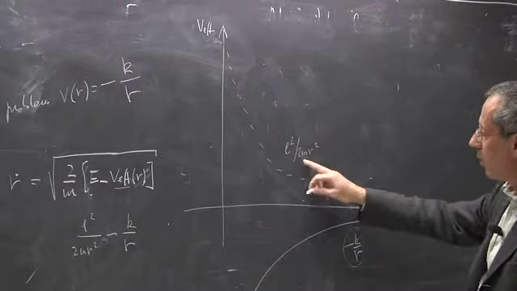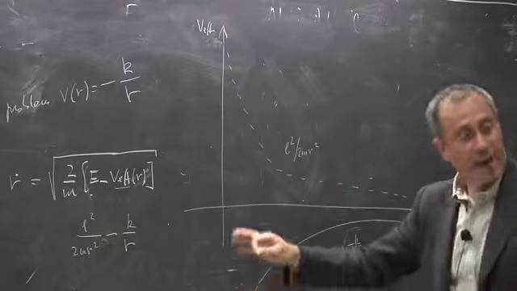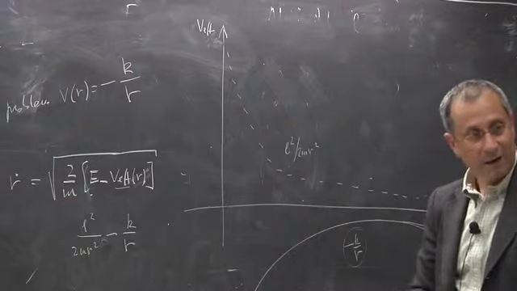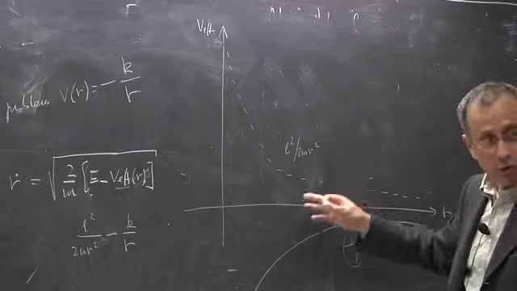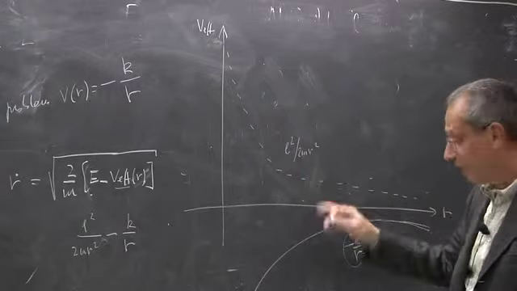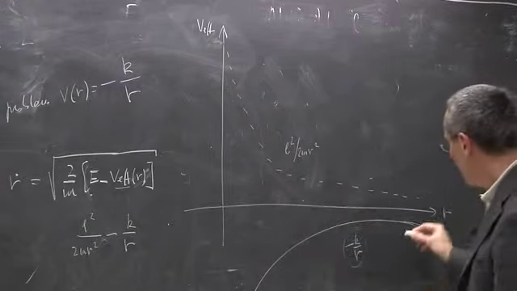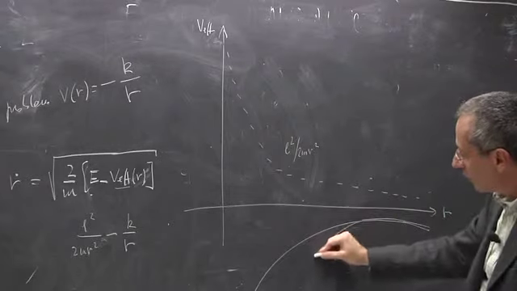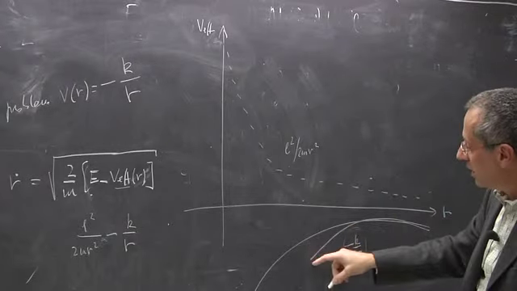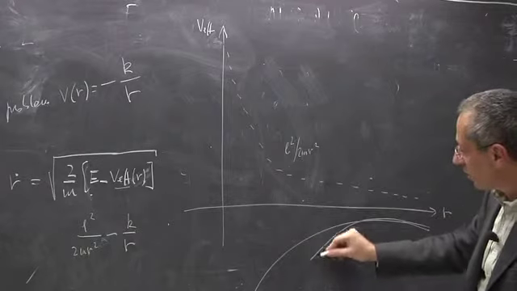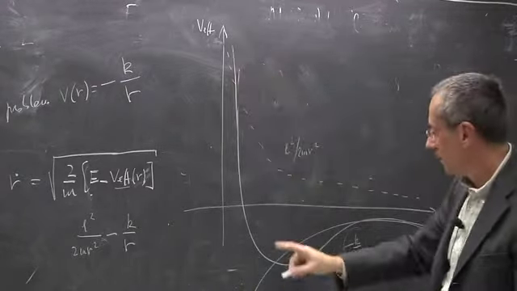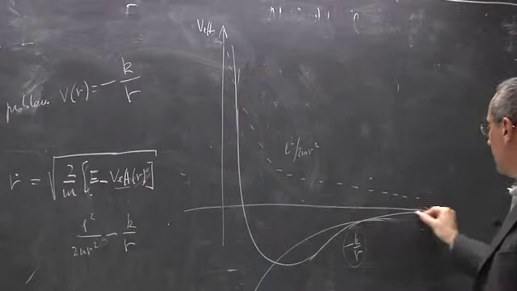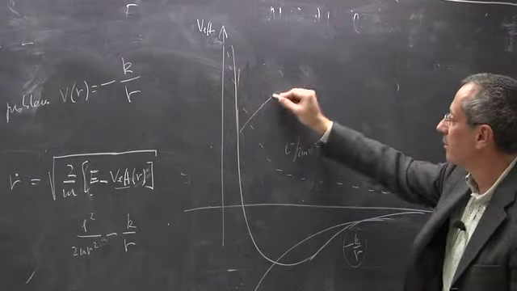But at a certain point, this guy starts becoming bigger. When r becomes small, closer to 0, this one goes to plus infinity faster than the other goes to minus infinity. So the potential goes down, then it remembers that there was the other term, and so eventually it goes like that. So this is the effective potential.